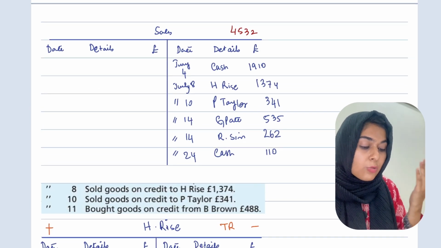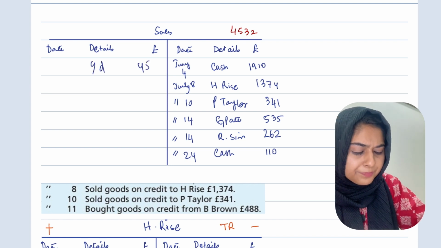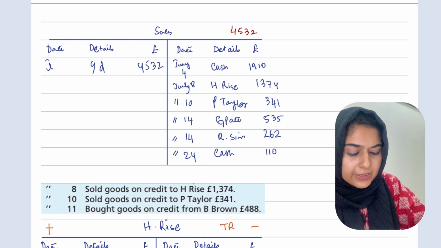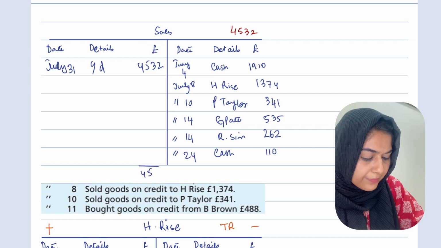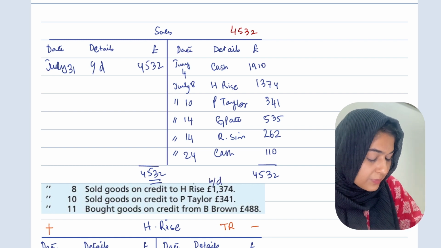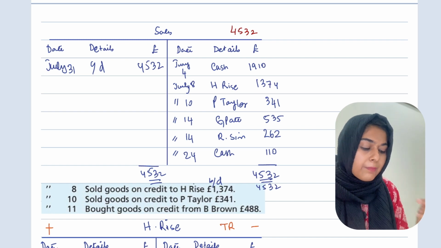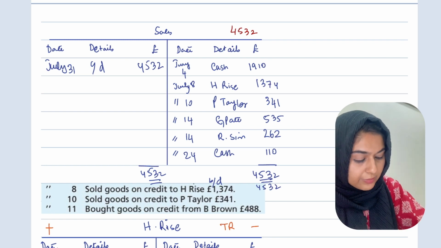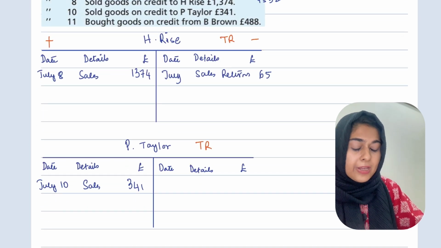ओके, सो फॉर सेल्स, टोटल सेल्स पूरे महीने की हुई है 4532, तो आप यहाँ पे carry down लिखेंगे 4532. This will be July 31, और फिर ये बैलेंस हो जाएगा 4532 पे, and then you will have a brought down. So space constraint, you guys can understand that 4532 is the sales total, and this will be August 1. And then you have H Rise.